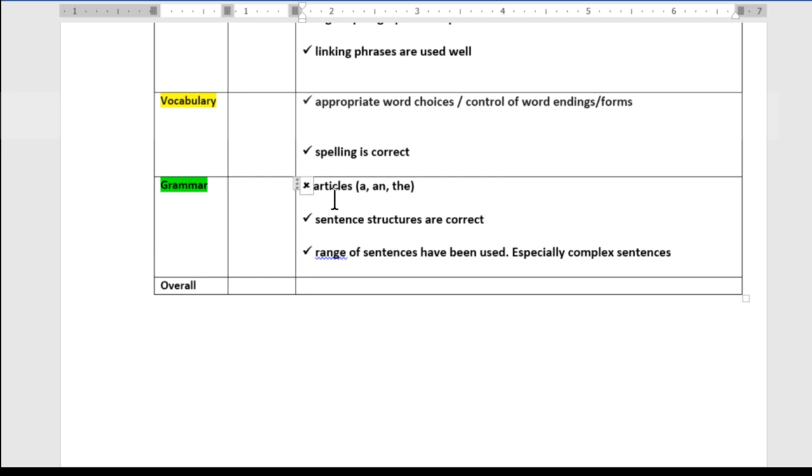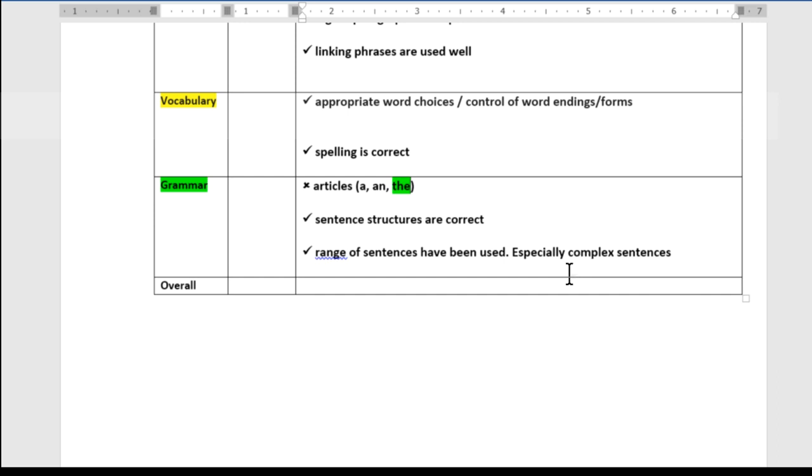So I could say, well, there's an error. There's one error with these. It's really minor though. The sentence structures are all correct. And then I've got to think about this. Has the writer used a range of sentences, especially complex sentences? Now, complex sentences are where we have a dependent and independent clause.